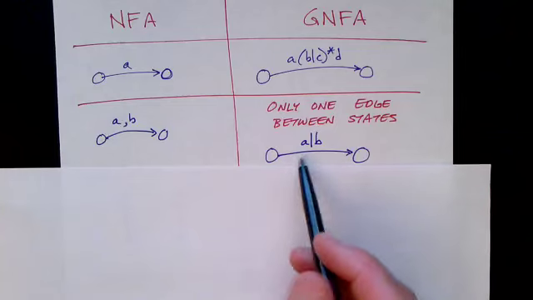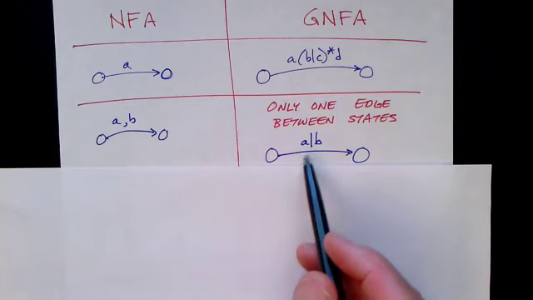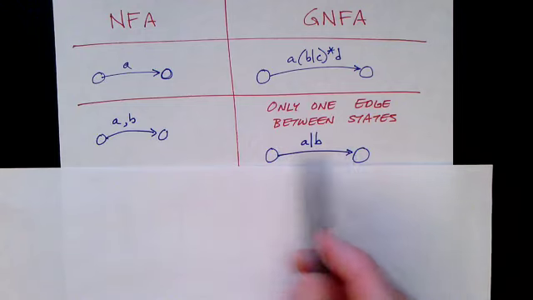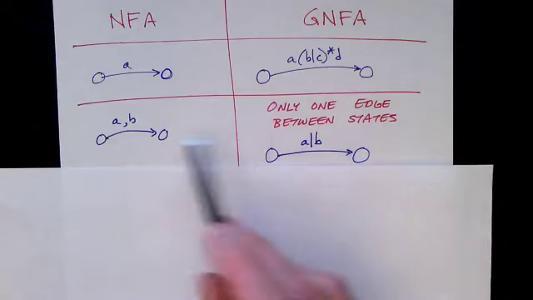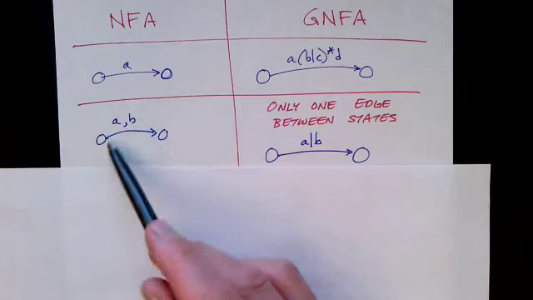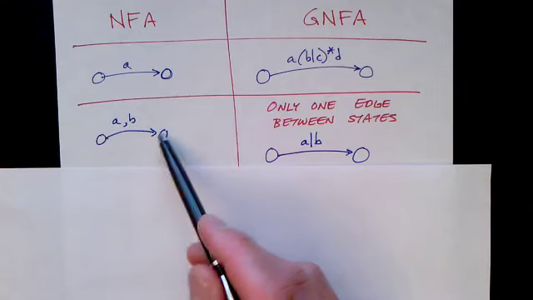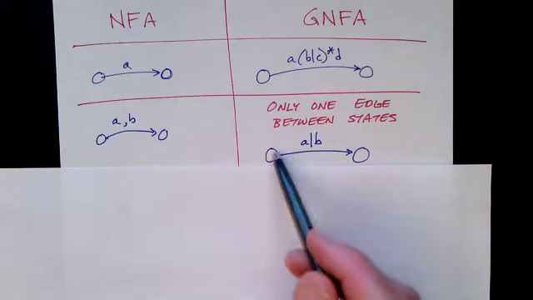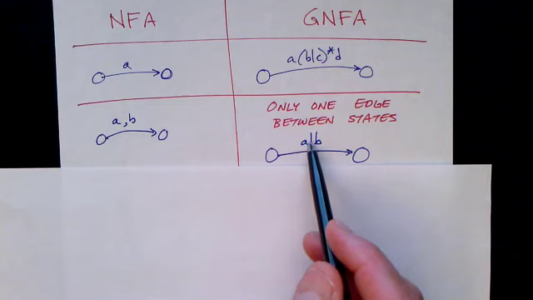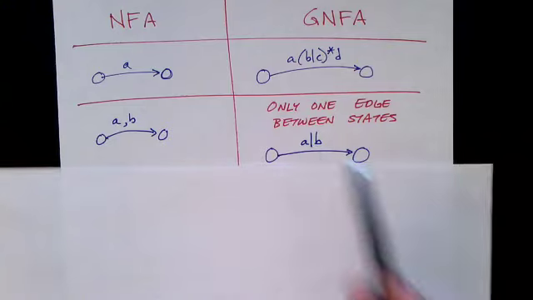In our generalized non-deterministic finite state machine, we will only allow one edge between any pair of states. Now in this case, instead of having two edges labeled A, B, there are basically two different ways to get from this state to that state. So in our generalized machine, that same edge would be labeled A or B, with the regular expression A or B.